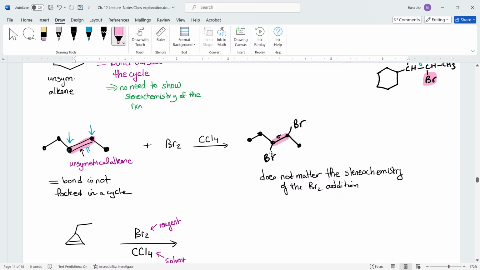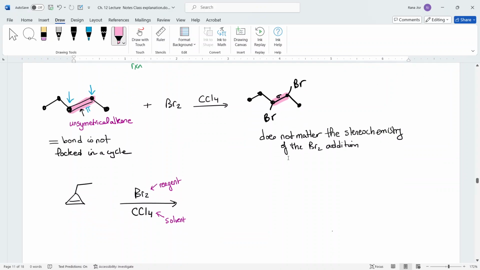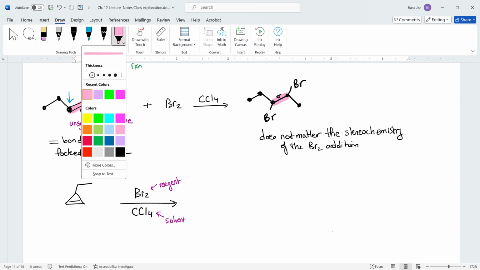Please don't show the stereochemistry of the bromine again, because you can have a rotation. You see them here as being opposite with respect to each other, but I can do a simple rotation and then make them on the same side. It really doesn't matter. So stereochemistry does not matter if you have the double bond in a chain, but it does matter if you have the double bond in a cycle.